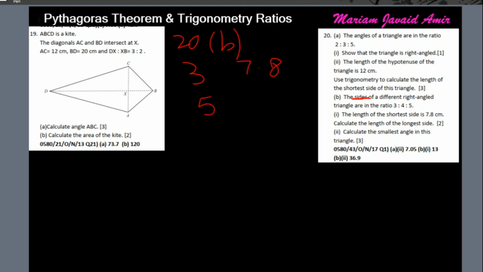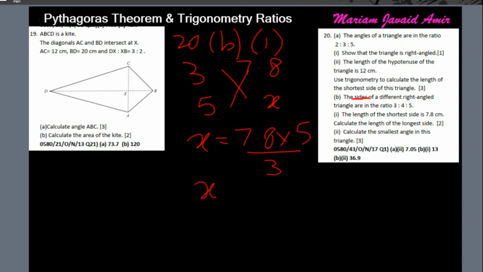So 5 would represent x. Cross multiply, x will be 7.8 times 5 over 3. What does this give us? 7.8 times 5 divided by 3. This gives us 13. So the answer for B1 is 13.